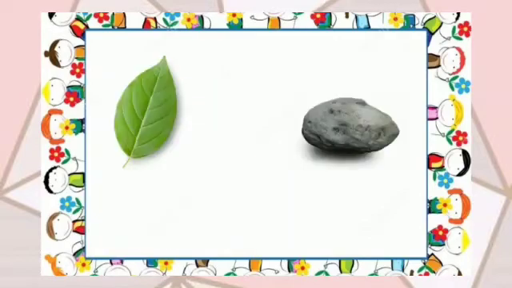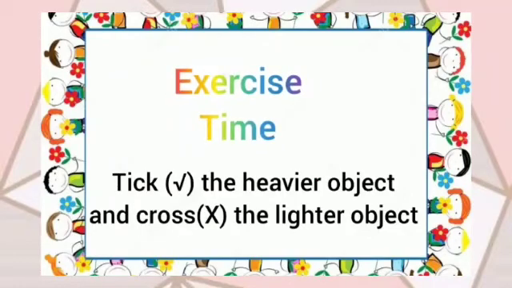Now kids, can you see here a leaf and a stone? Now look at both pictures. A leaf is lighter than a stone and a stone is heavier than a leaf. Yes kids? So kids, now exercise time.